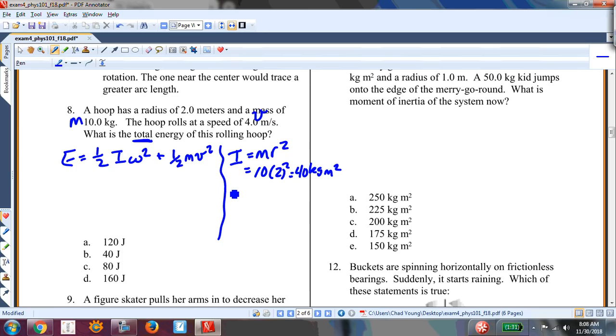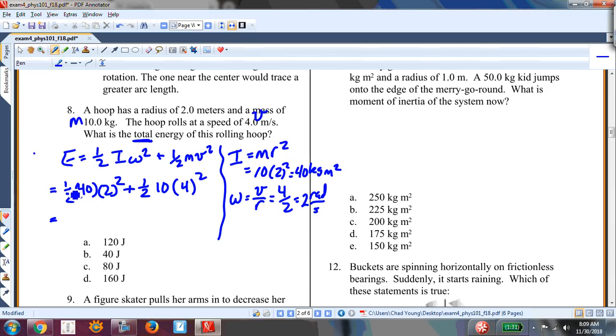And then I also need to find omega. I know that v is omega R, so omega is v divided by R. So it's 4 divided by 2, or 2 radians per second. So now I have my values. I have 1/2 of I, which is 40, times omega, which is 2 squared, plus 1/2 of 10 times v, which is 4 squared. So that's 20 times 4, that's 80, plus 5 times 16, that's also 80. So the total energy is 160.